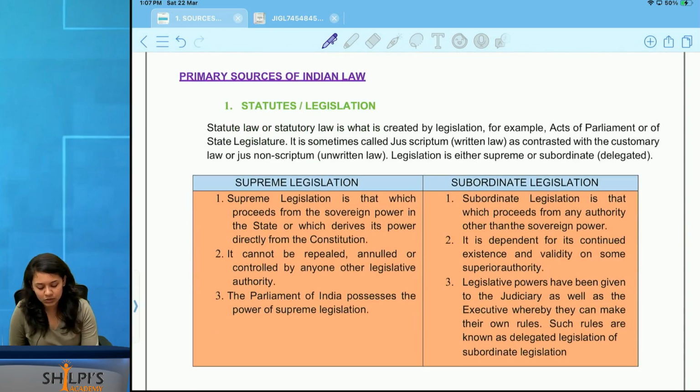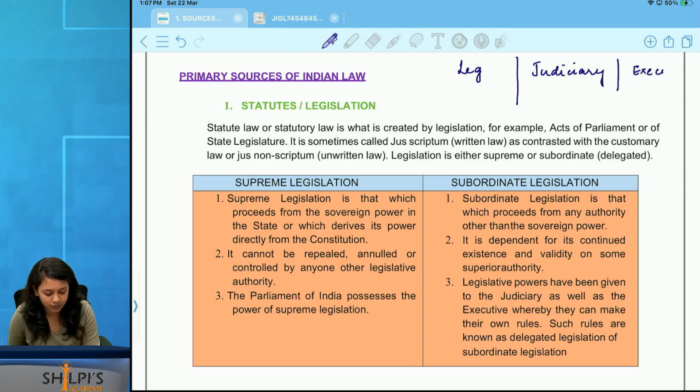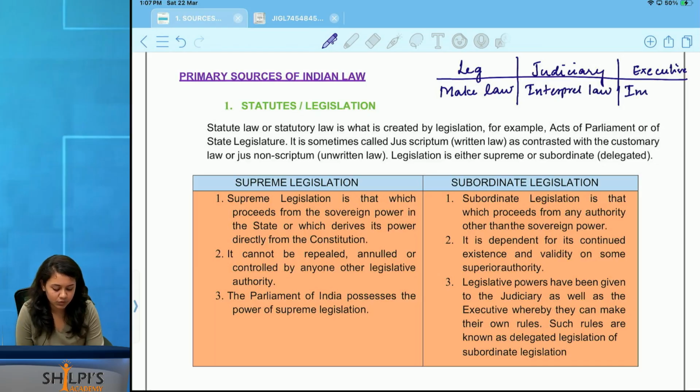Now a small recap. We have the legislature, we have the judiciary, and then we have the executive. The purpose of these three bodies of government is, one is to make the laws, the judiciary helps to interpret law, and the executive implements the law. This is how the bodies of government work in our country. So the primary lawmaking body is actually the legislature.